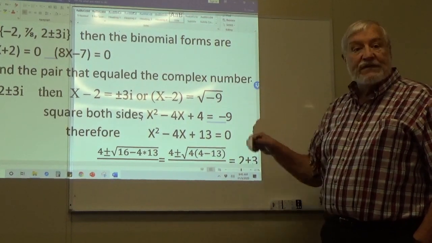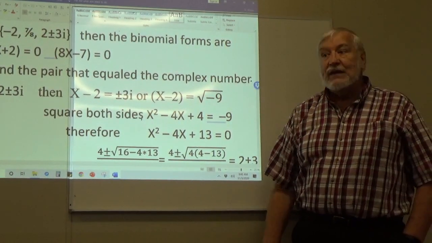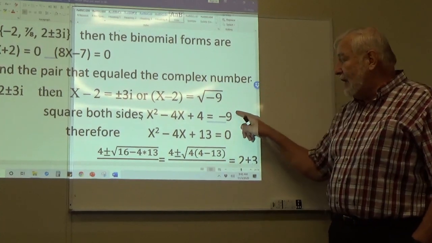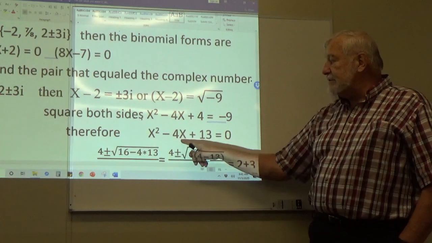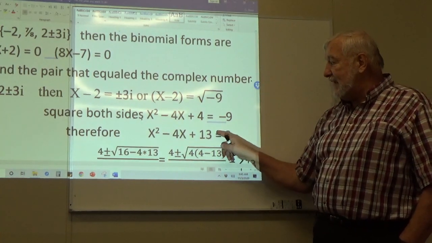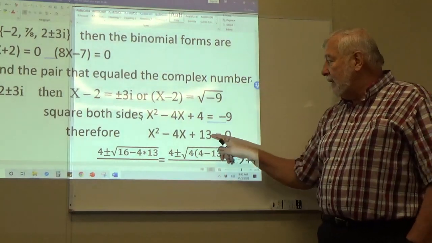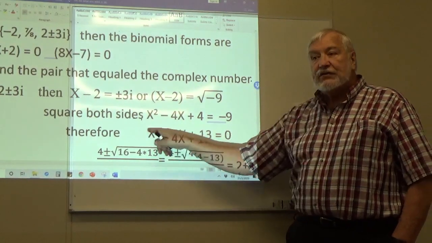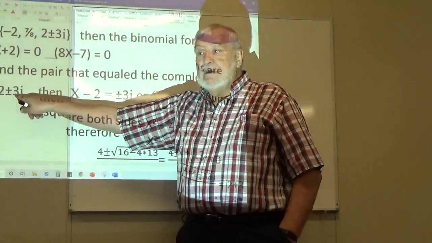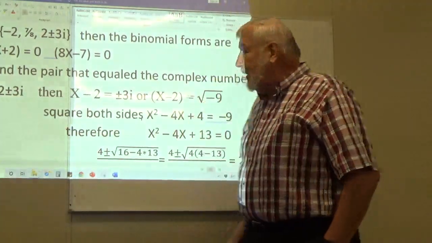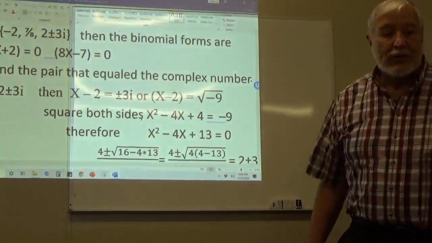Now, I want this equal to 0. So what do I do with a negative 9? I add another 9, and I get x squared minus 4x plus 13 as the value of a trinomial that actually gave me this right here. And how do I know? Use the quadratic formula.